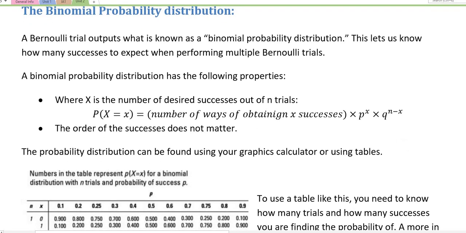This is what you get. Okay. So Bernoulli outputs a binomial probability distribution. This lets us know how many successes to expect when performing multiple Bernoulli trials. So each coin flip is a unique trial. So if I said, for instance, I'm going to flip 5,000 coins, you should expect 2,500 heads, right? Because it'll be 50-50, assuming it's a fair coin.